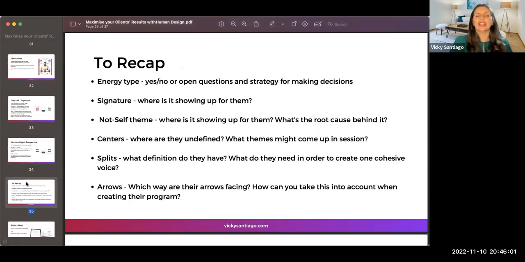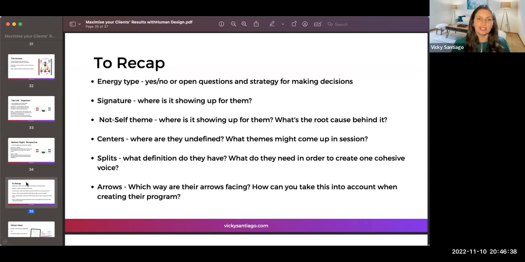Okay, so just to recap, guys, the energy type can help us to know, for example, do we need to ask them yes, no questions if they're a generator or a manifesting generator, or if they're any of the other types, we can ask them open questions. They can use their strategy for making decisions as well. So again, if you're working with a generator, you want to give them some things to respond to. If you are working with a projector, then you want to provide invitations for them.